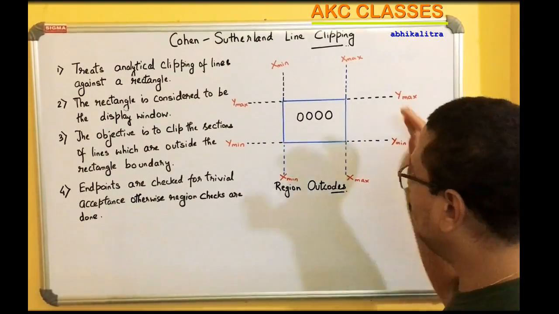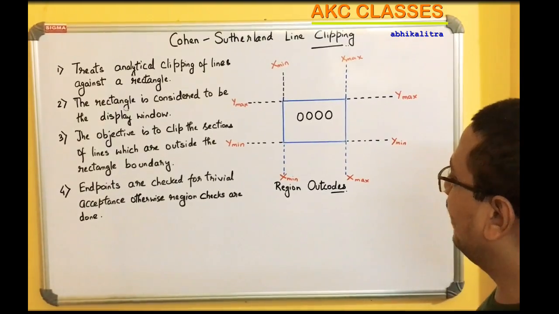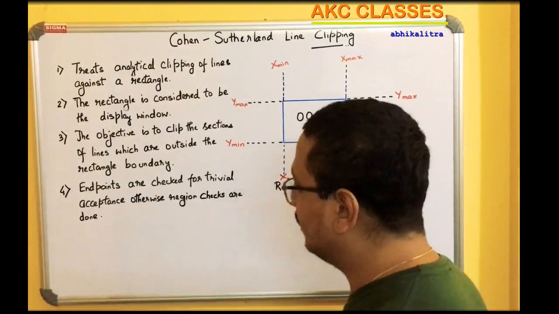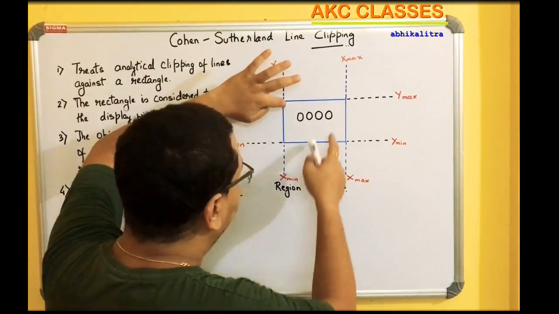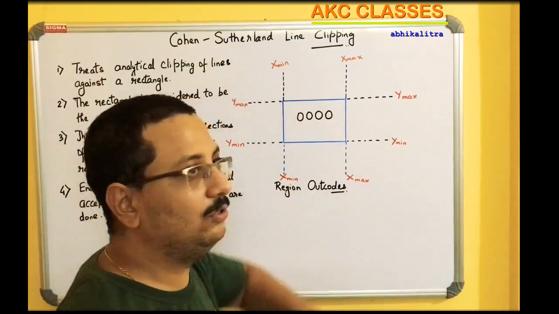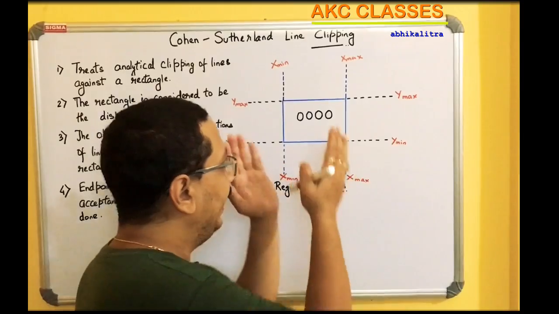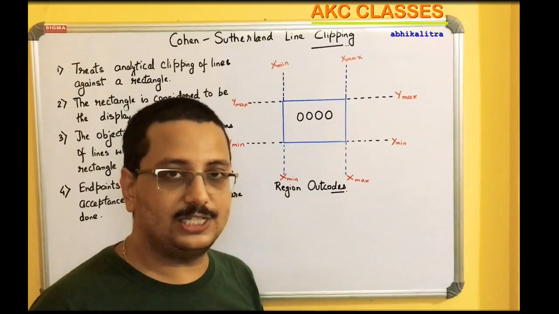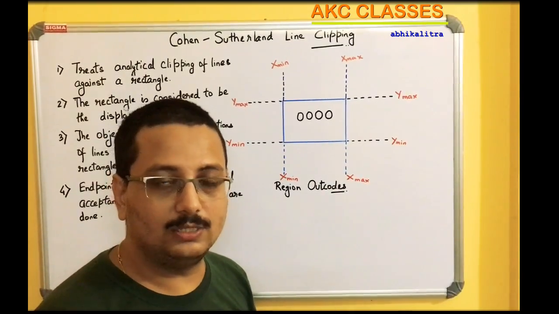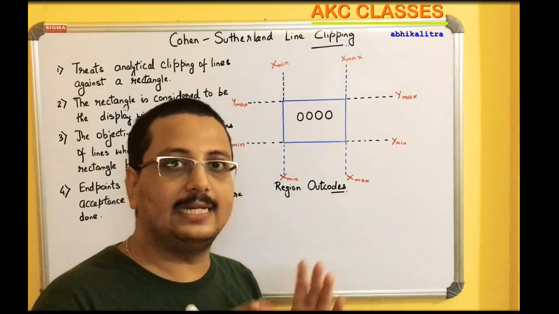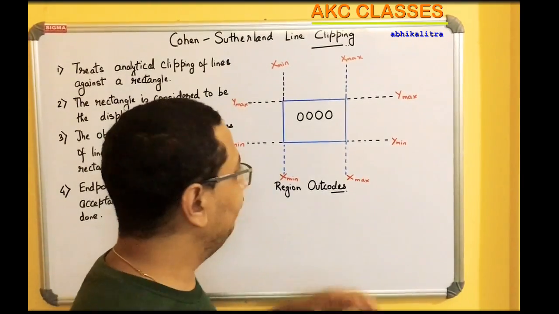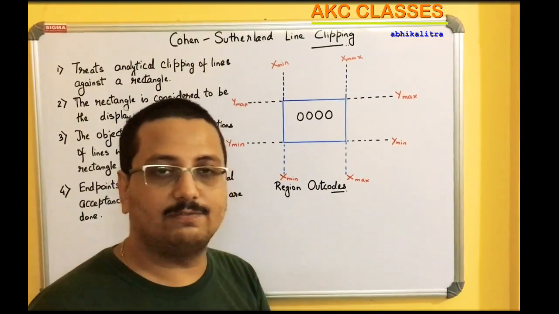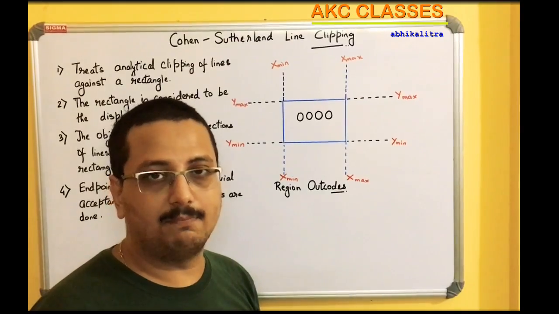In order to do this, we first have to see whether the line is trivially accepted or not. What does that mean? Whether the particular line is lying within this rectangle window or not. If a line is lying inside this rectangle, then there is no question of running the Cohen Sutherland line clipping algorithm, because the line is already inside the rectangle viewing area. But if the line crosses the rectangle viewing area, then obviously we have to clip the section of that line which is outside the rectangle boundary, right?